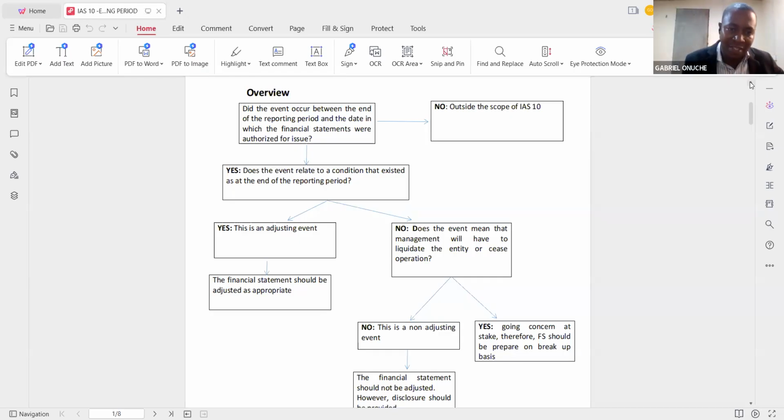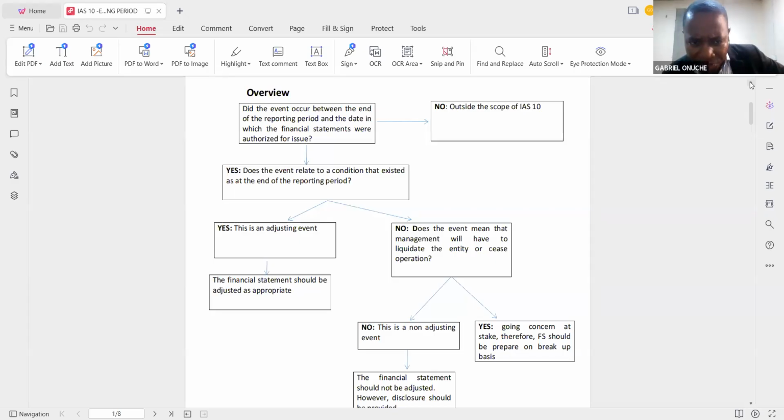If it is an adjusting event, what is expected of an entity to do? What is expected is that the financial statement should be adjusted as appropriate. Adjusted means go back and adjust the figure. If it is not there before, include the figure. And if it is there before, adjust it, whether there's an increase, addition, or subtraction. That is the yes to the question: does the event relate to a condition that existed at the end of the reporting period?